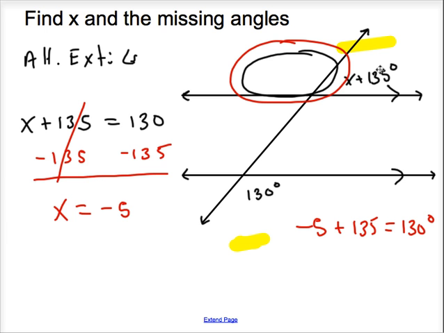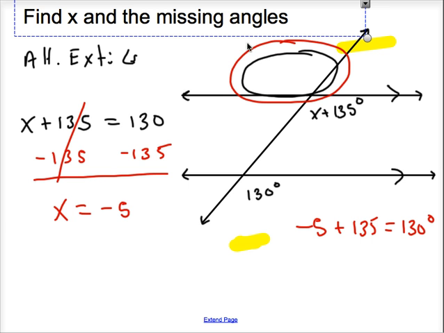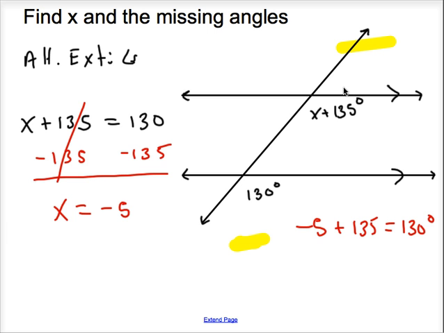Okay, we have to look for something. There'd have to be some other information. If this was here, then we could say, okay, these are also equal because of what? They're on opposite sides, but because of what? Because they're corresponding. Okay, so then x plus 135 and 130 would be corresponding to one another.